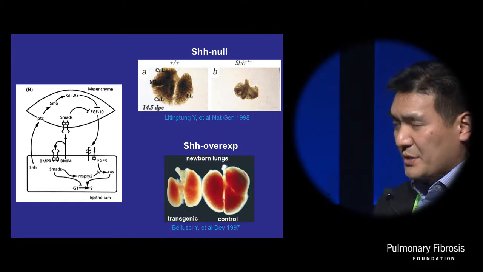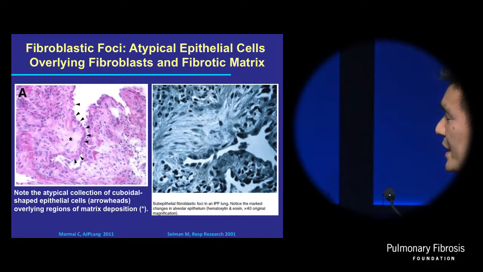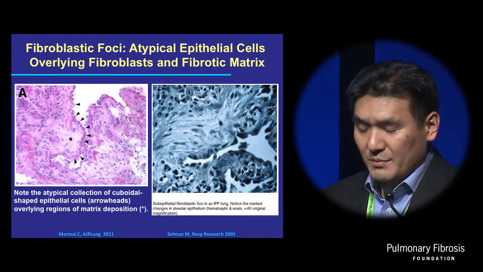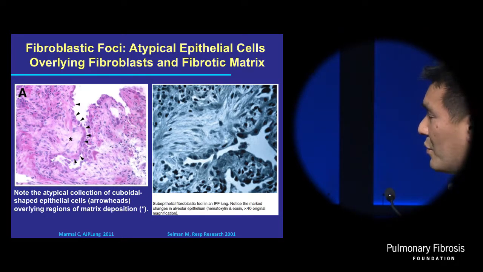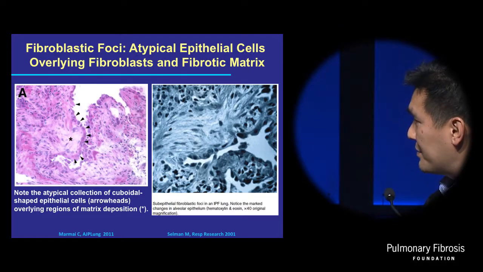So fibrosis is not development, but in IPF you have these areas of fibroblast foci. These are areas of active matrix deposition with accumulation of activated fibroblasts and myofibroblasts, and there is this overlying layer of atypical cuboidal hyperplastic epithelial cells shown in these two figures here. So maybe this is an important site of epithelial-mesenchymal transition, important for fibrosis.